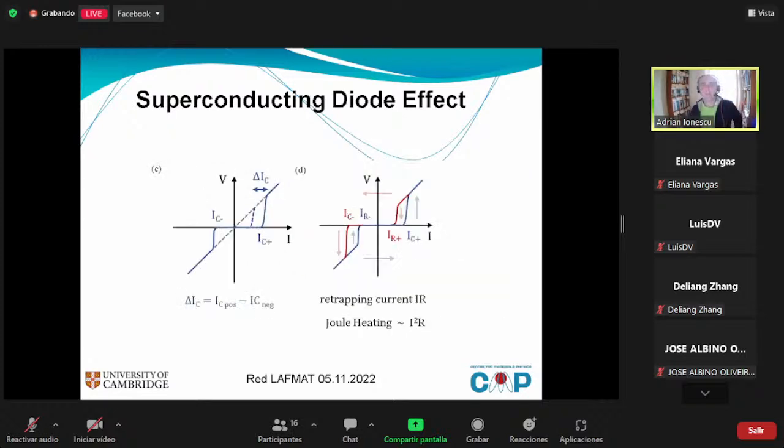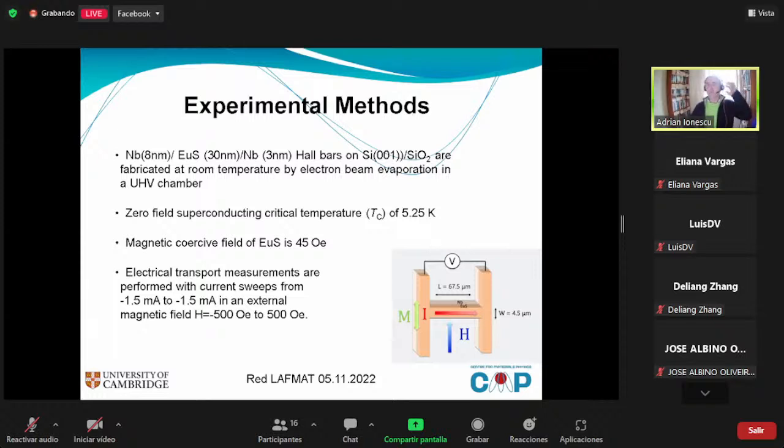This is all known. The question is, can we create some kind of imbalance in the critical current, so that whether the current goes in one or the other direction, it is non-reciprocal? And it turns out that you can do it by breaking space inversion and time inversion. In our particular experiment, we used niobium as a superconductor and deposited europium sulfide, as I said, as a ferromagnetic insulator, 30 nanometers, and then capped it again with niobium in an e-beam evaporator in a UHV chamber. These structures were grown on silicon dioxide wafers.